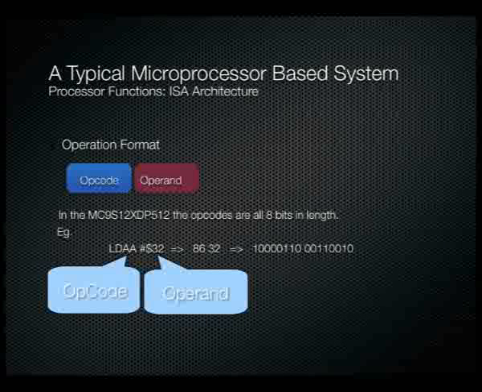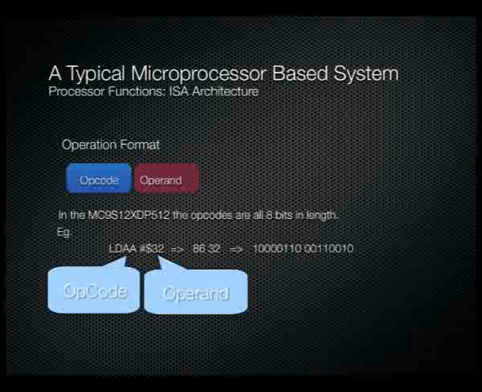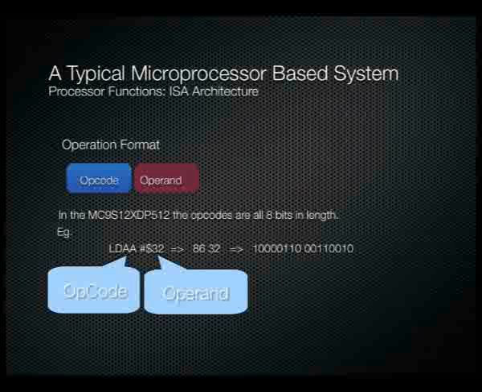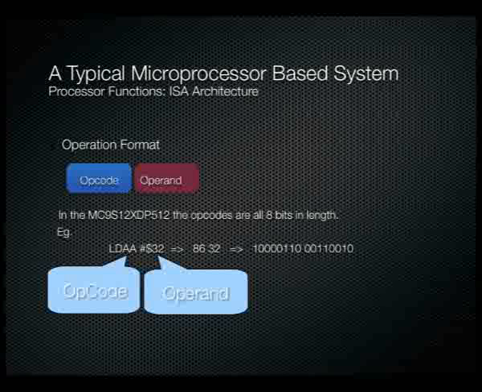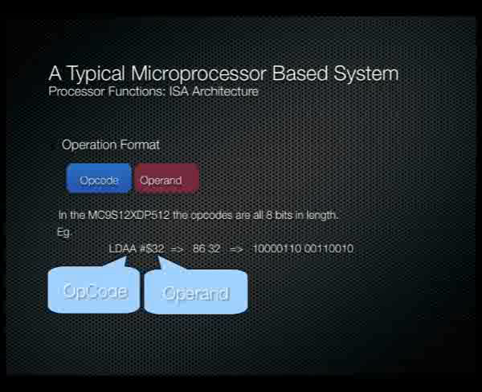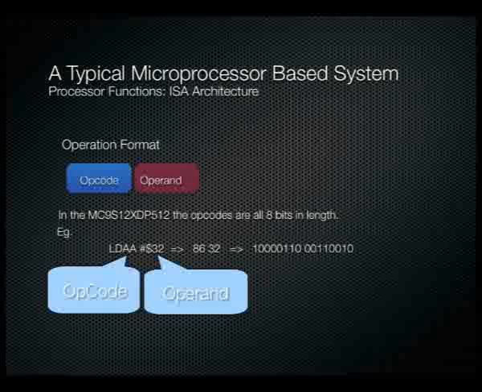I've given an example here of the LDAA command, which is your load accumulator A command, and it has a hash, so it's an immediate operation, so it effectively wants to load the value of 32 into accumulator A. So the LDAA is the opcode, the instruction that's saying, I want you to load a value into accumulator A. The operand is the hash $32, which says, I want you to load the hexadecimal value 32, this actual value here, into accumulator A. So the operand is the actual value that we want to operate with.